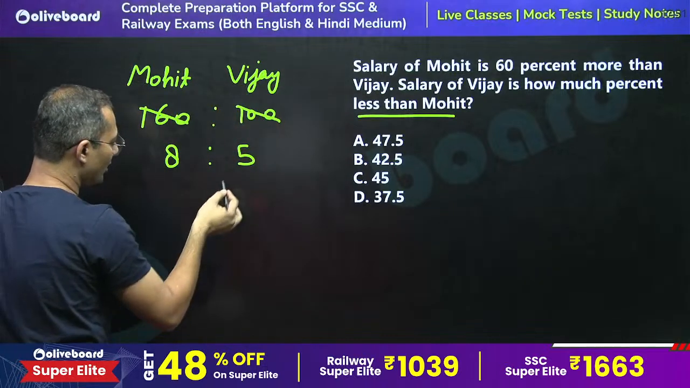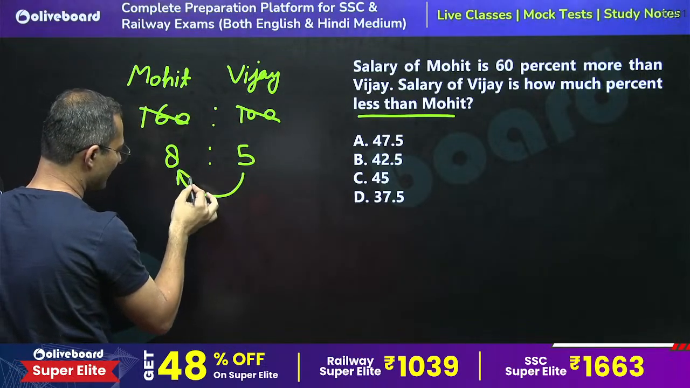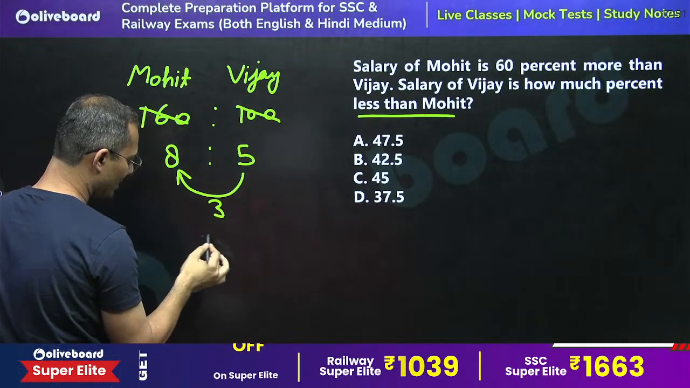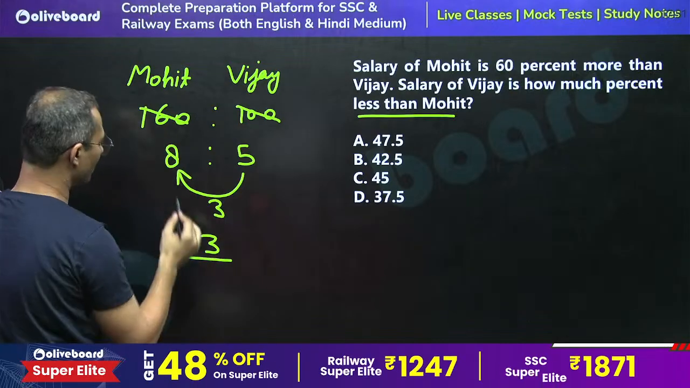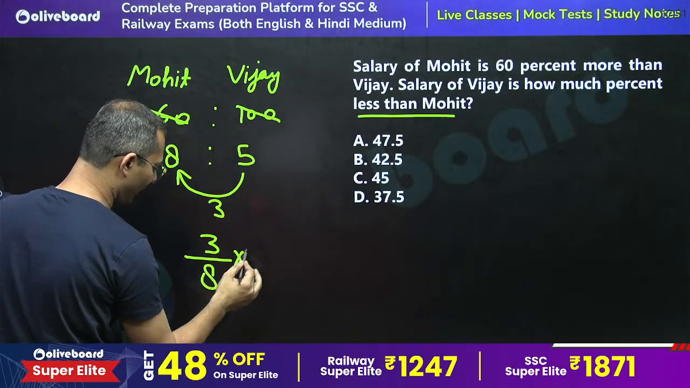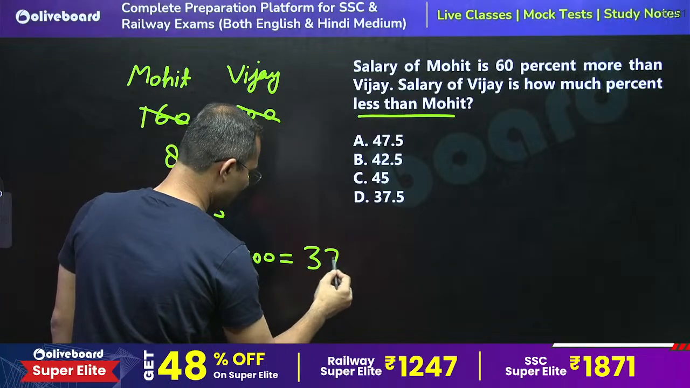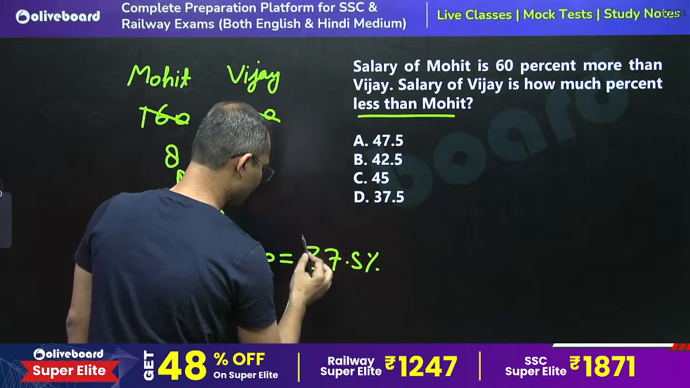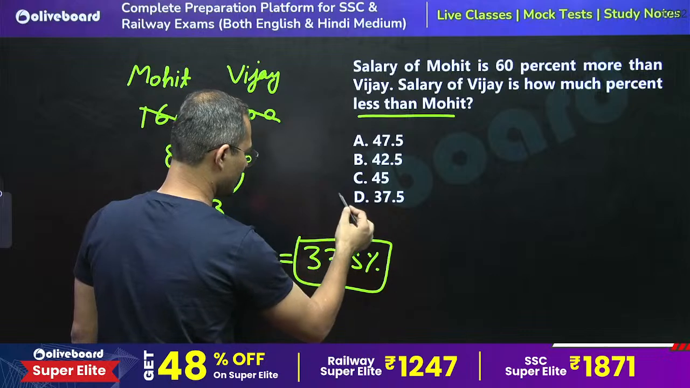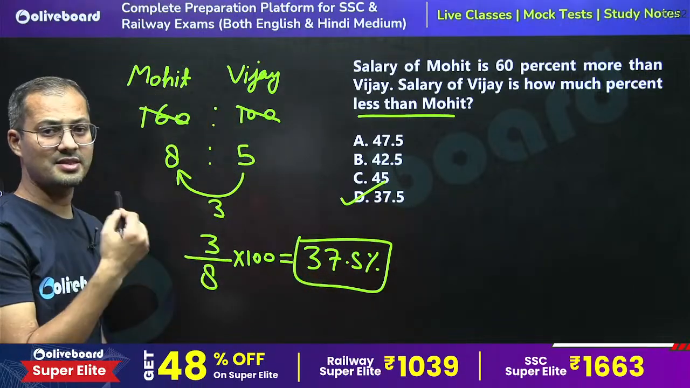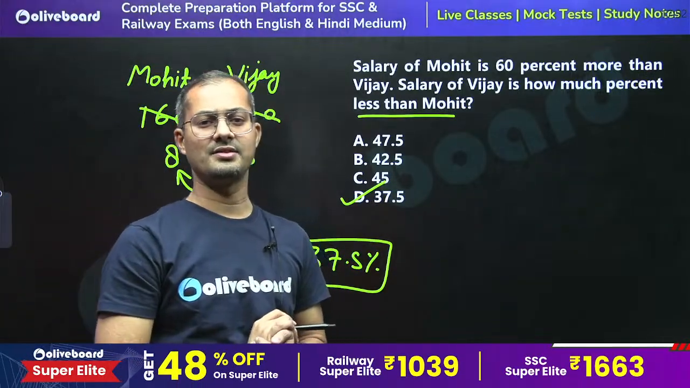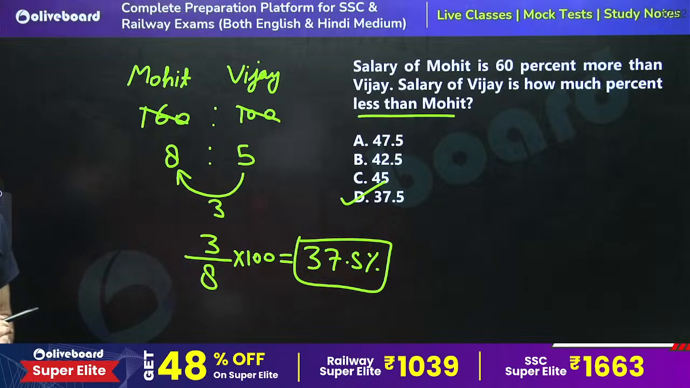Now, the question is: salary of Vijay is how much percent less than Mohit? So it is 3 units less than Mohit. Mohit is 8, into 100. So simply we can say that it is going to be 37.5%. 37.5% is the right answer. So D is the right answer.